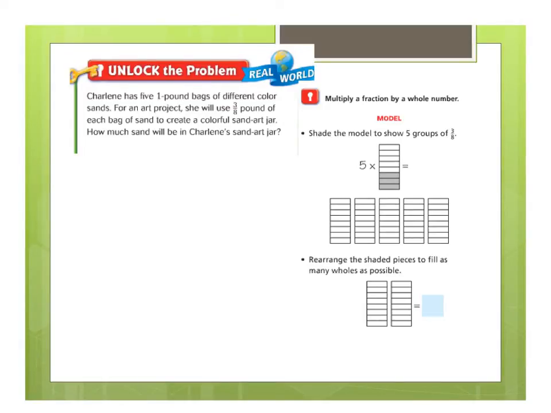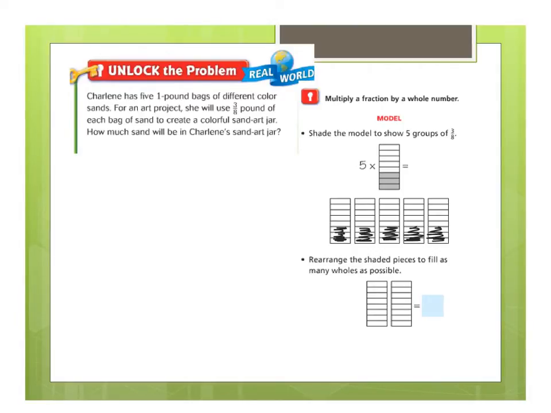So the first thing we would need to do is shade the model to show 5 groups of 3/8. So if we shade, we're shading 3 of the 8ths in each box. So 1, 2, 3, 1, 2, 3, 1, 2, 3, 1, 2, 3, 1, 2, 3. So that shows that I've shaded 3/8 5 different times.